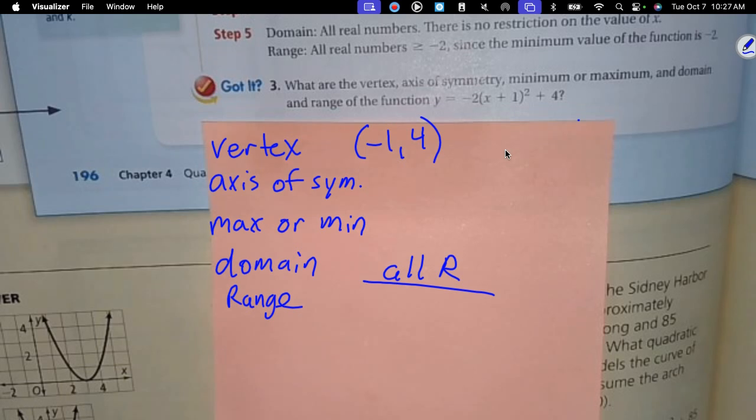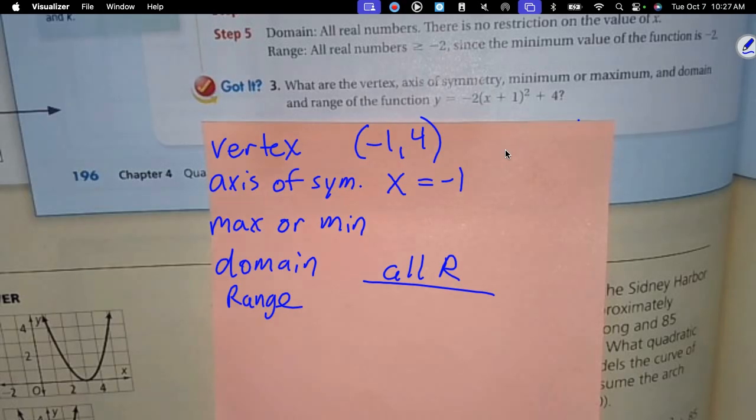What's the axis of symmetry? The axis of symmetry is your x value, so it's -1. That's all it is. X equals -1. That is your axis of symmetry.